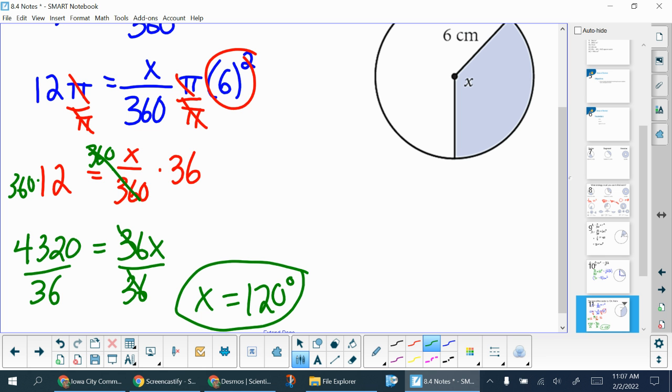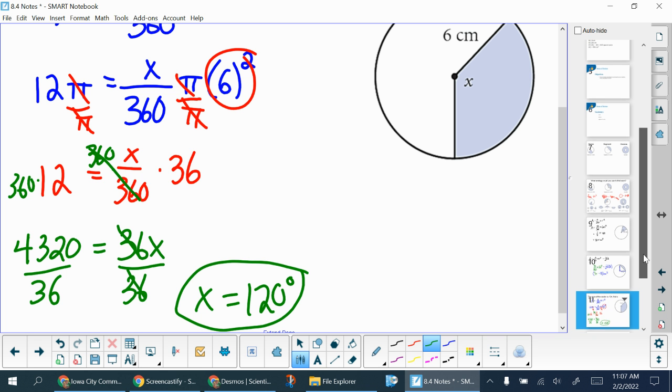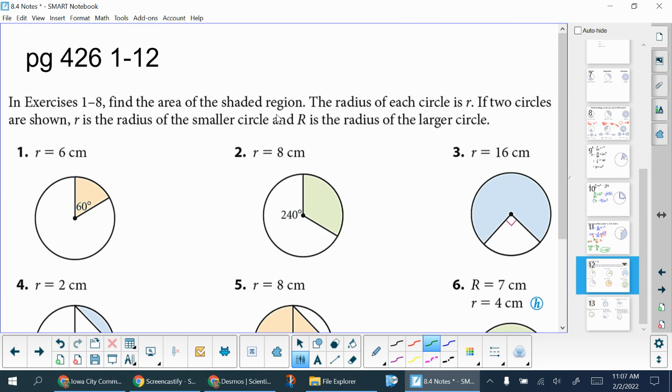So that is one way to do it. I like that way. We did it a different way in class, but both work. I think this way is nicer. And so there you go. Your homework here is on page 426. You're doing 1 through 12.